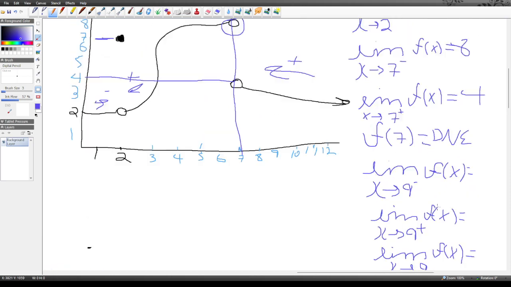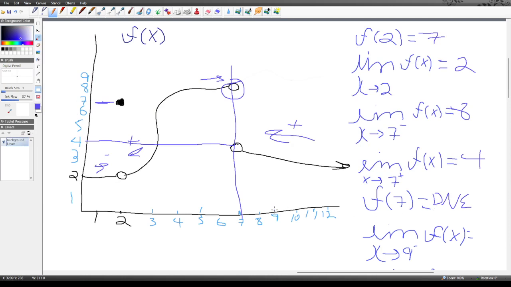So let's find the limit for 9. 9 will be here. And at 7, the limit from the left would have been 7, and from the right side, or the positive side, would have been 4. Okay, 9.